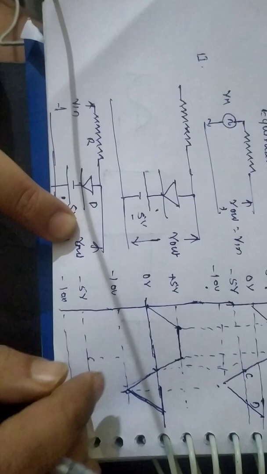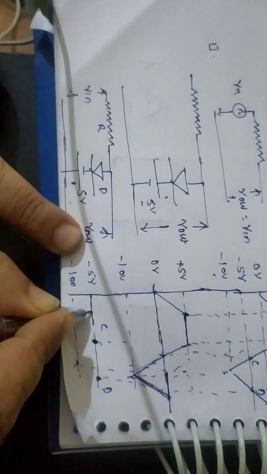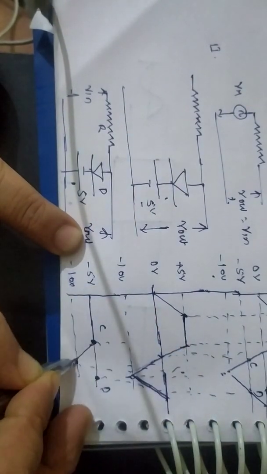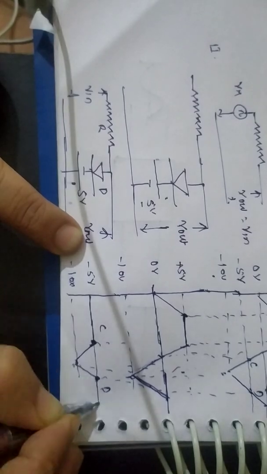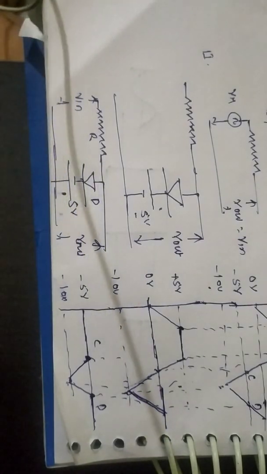So let this point be C, this point be D. Draw a vertical line which is going to intersect at this point C, D, and from here a voltage of minus 10. So any voltage beyond this minus 5, output is always minus 5. And any voltage below this minus 5, output is going to follow the input. So thank you all. This is all about your positive shunt clipper circuit.